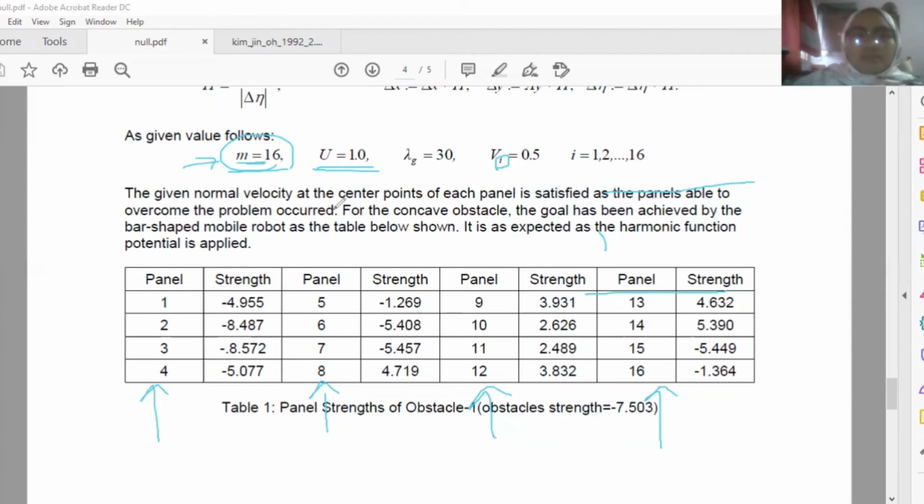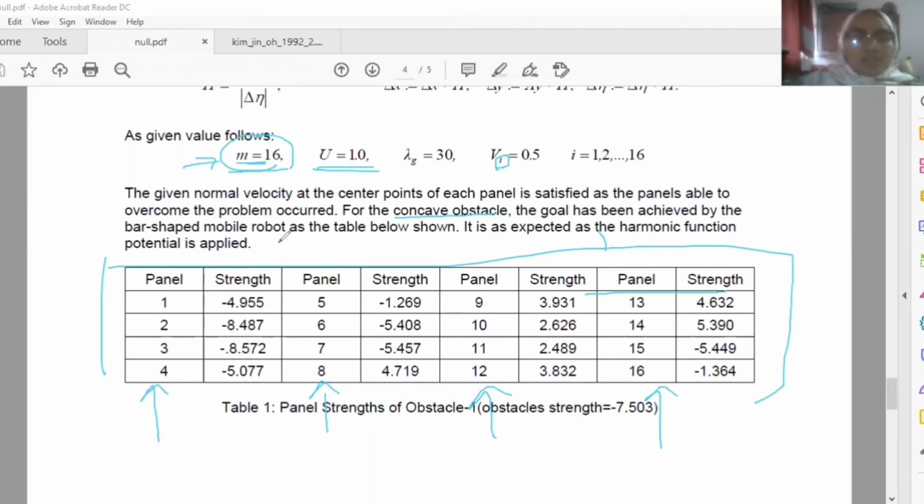The given normal velocity at the center points of each panel is satisfied, as the panels are able to overcome the problem occurring for the concave obstacle here. The goal has been achieved by the bar-shaped mobile robot as the table below shows. The result is as expected as the harmonic function's potential is applied.